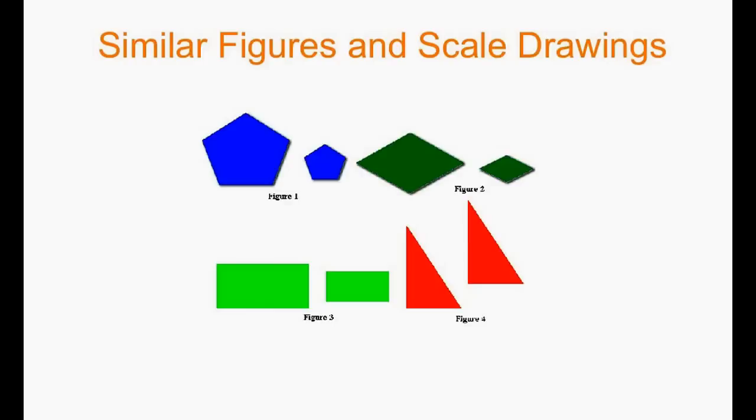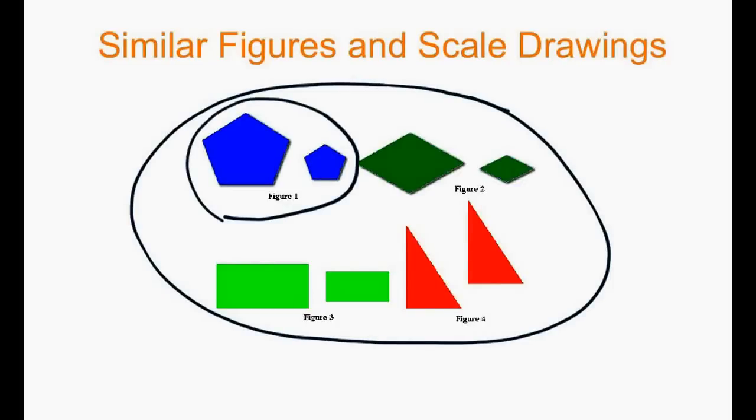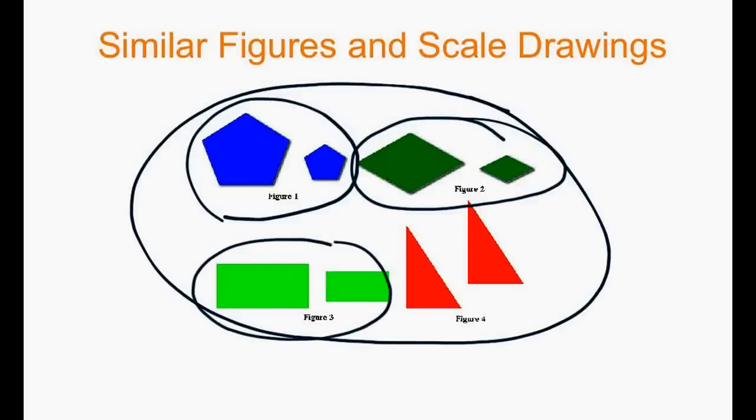So if you look here, you see a bunch of examples of similar figures. The two blue pentagons are similar. These two green quadrilaterals are similar. These two green rectangles are similar. And then these two red triangles are also similar.